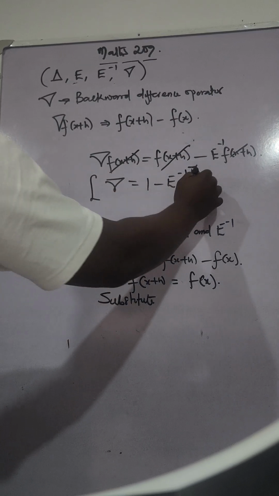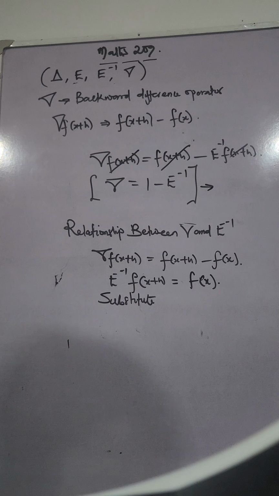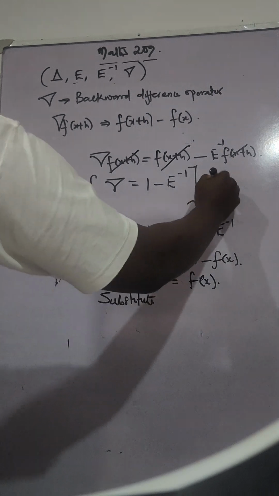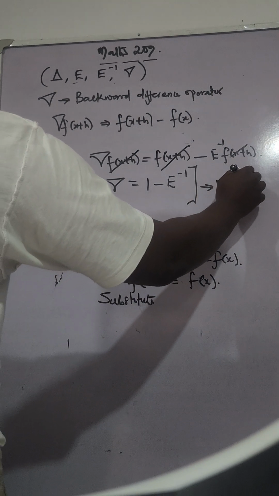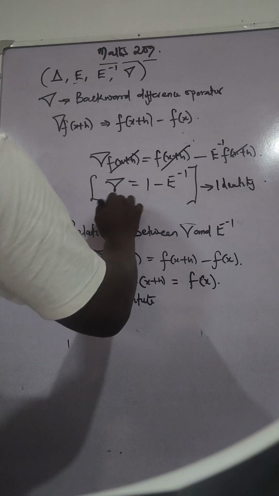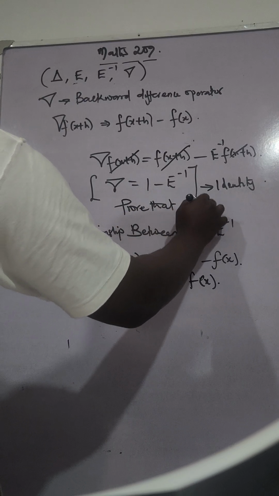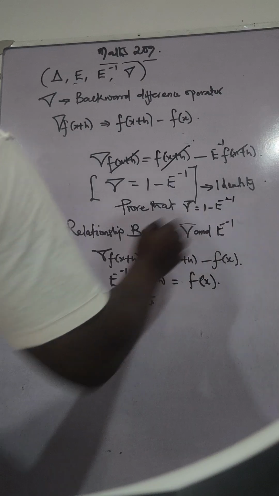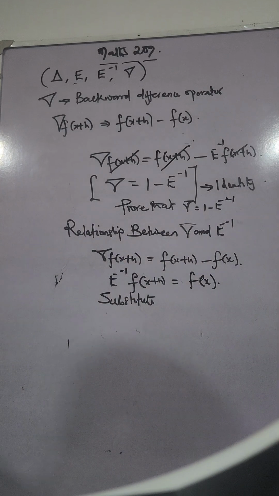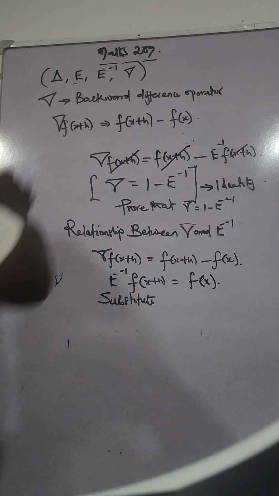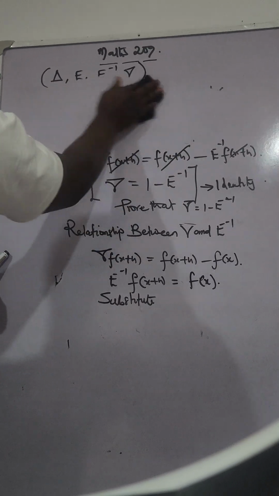Did you see that? They can ask you this question in your exam. This is another identity. They can say, prove that the backward difference is equal to 1 minus E inverse. So that is that about that. Is that clear?